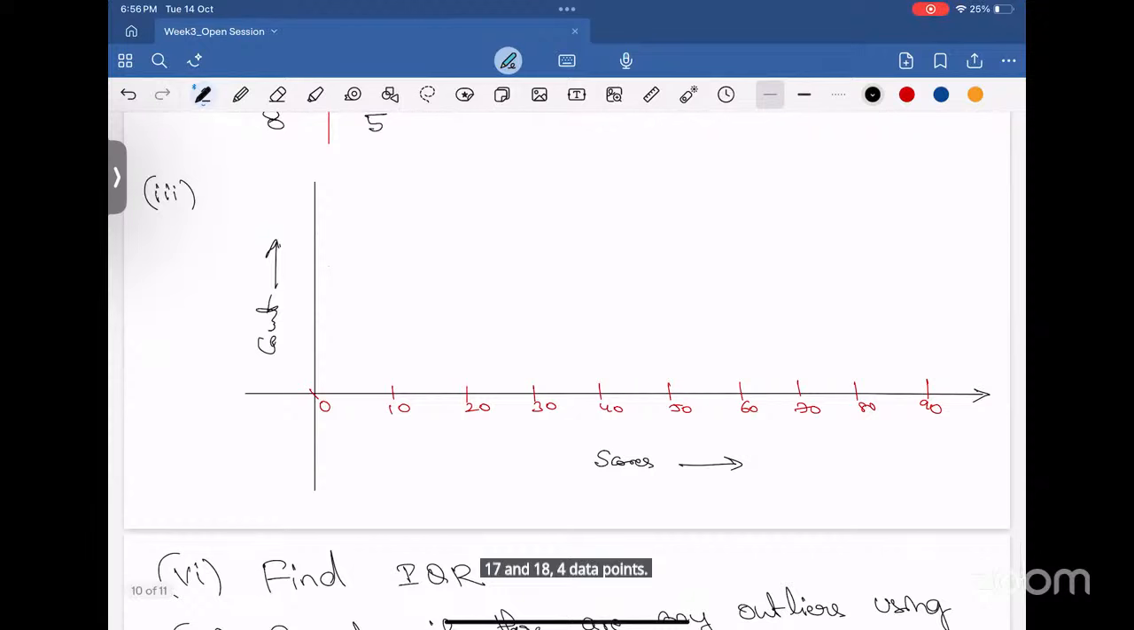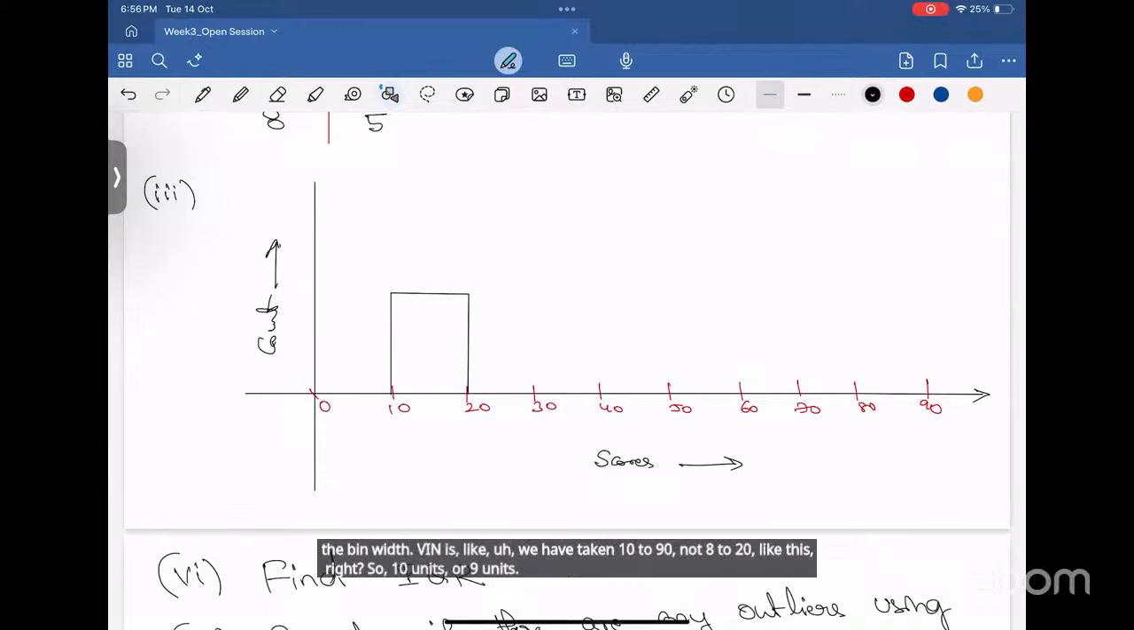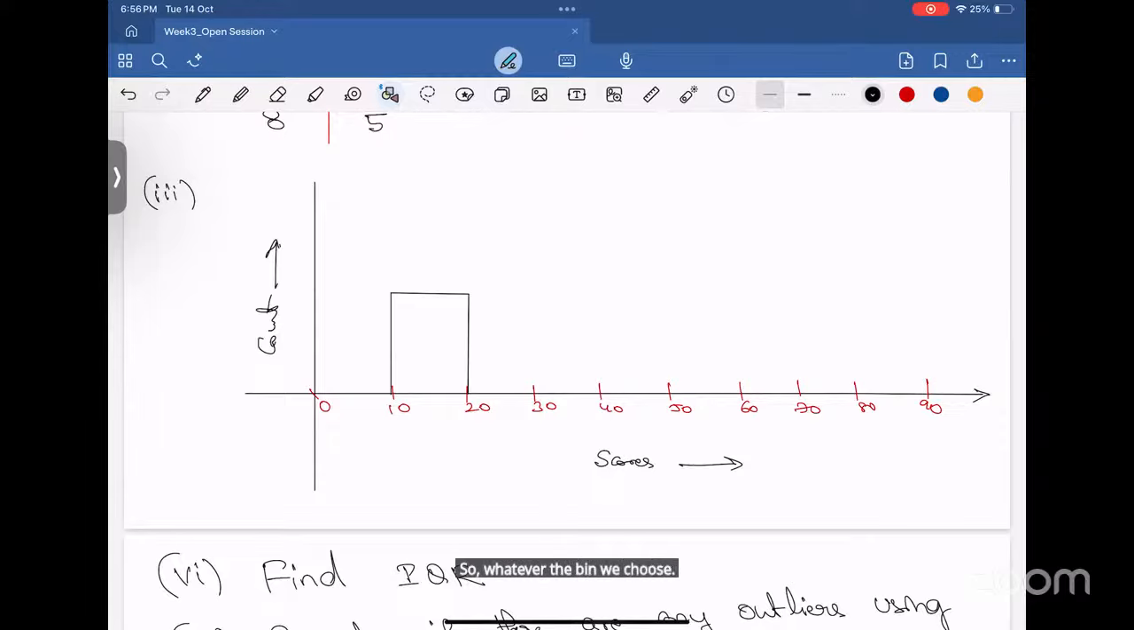So we'll have to construct a rectangle of height 4. And width will be the bin width. Bin is like we have taken 10 to 19, not 10 to 20, like this, right? So 10 units or 9 units. So whatever the bin we choose, that will be the width. And then the height is basically the number of data points. This is 4.